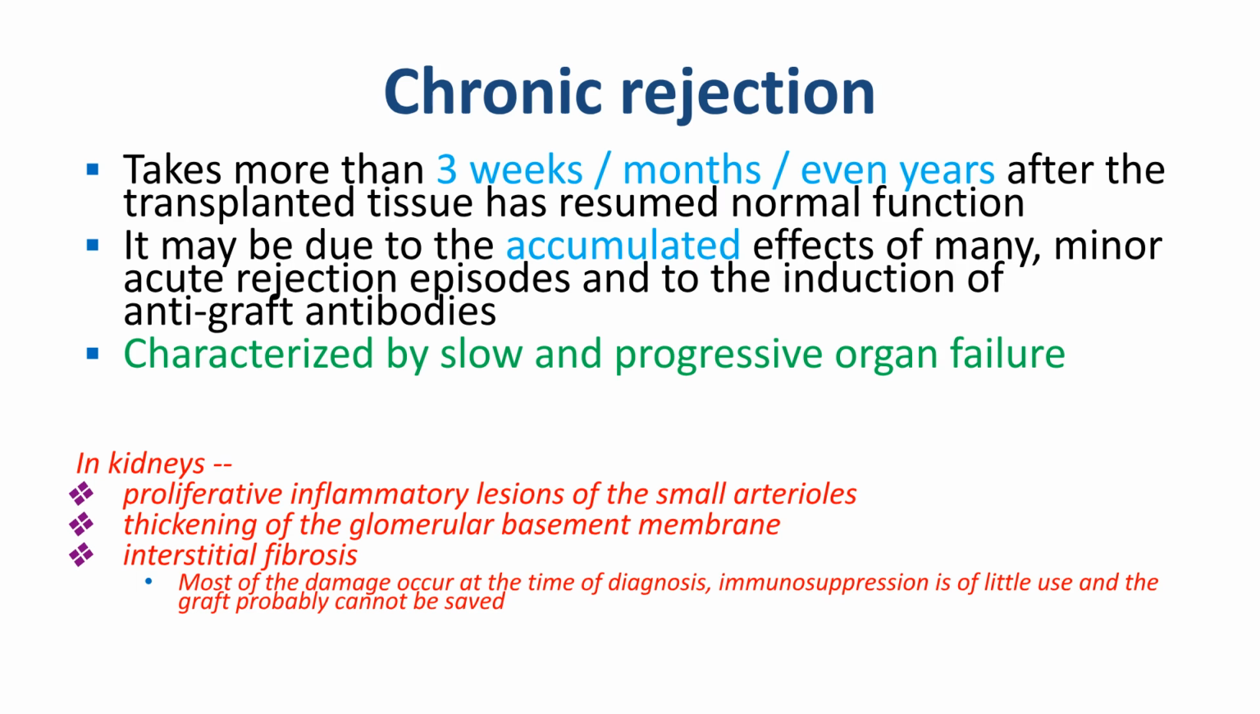Chronic rejection develops over months to years, representing the leading cause of late graft loss. It takes more than 3 weeks, months, or even years after transplanted tissue has resumed normal function. The etiology is likely multifactorial. It may result from accumulated effects of many minor acute rejection episodes that were subclinical or inadequately treated. Additionally, it involves induction of anti-graft antibodies that cause gradual vascular damage.